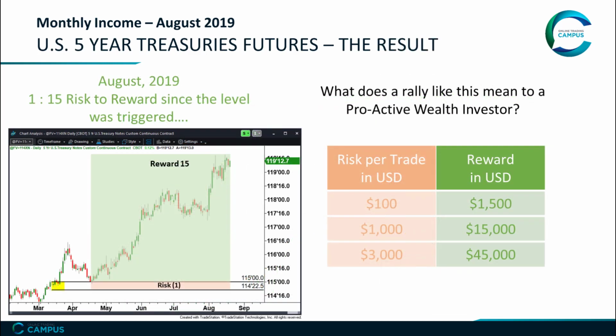Now, let us look at the result to date. This trade is still running to date. So far, it achieved a maximum risk to reward ratio of 1 to 15. This means that for every dollar you risk, you make $15 of pure profits. Let us put this into perspective for our proactive investors. If you were to risk $100, you would walk away with $1,500 of pure profits. For our more advanced traders who are proven consistently profitable, by risking, for example, $1,000, they would make $15,000 of pure profit. This was a monthly income trade setup. These are long-term wealth trades we hold for months and sometimes even years.